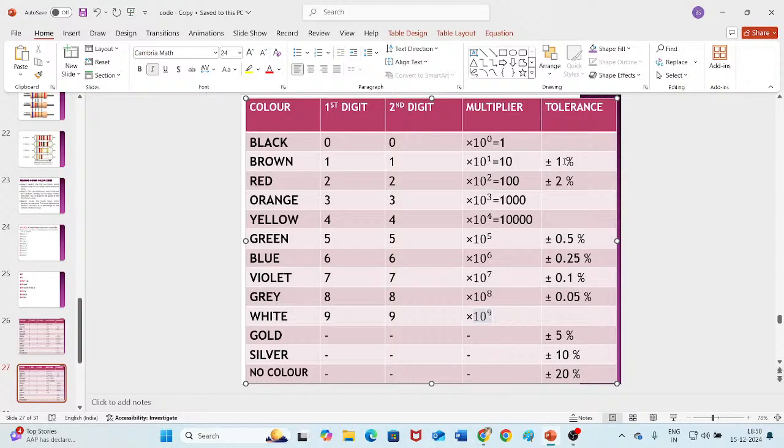And tolerance values you must remember. Brown will have 1% tolerance, red will have 2% tolerance, plus or minus. Similarly green and blue. Green will have plus or minus 0.5% tolerance. Blue will have plus or minus 0.25%. Violet and gray. Violet will have 0.1% tolerance and gray will have 0.05% tolerance. And gold and silver, of course, I think you can easily remember, as well as for no color.